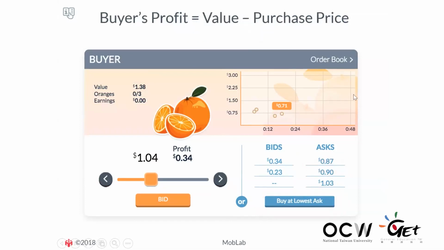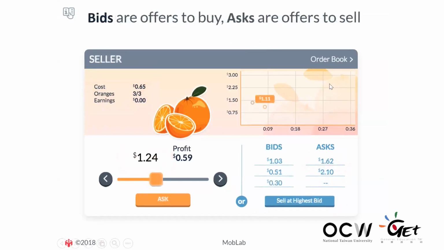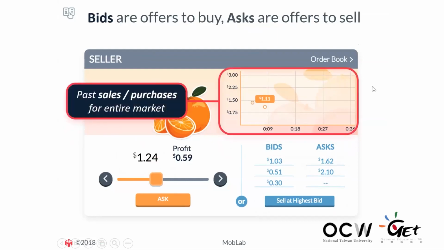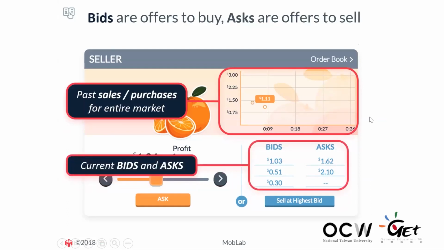All right, and the buyer's profit, or the consumer surplus that we just saw, is the value of the buyer, that's on the top left, minus whatever price you paid. Okay, so bids are the buy offers and asks are the sell offers. So these are the past sales for the whole market and current bids and asks.